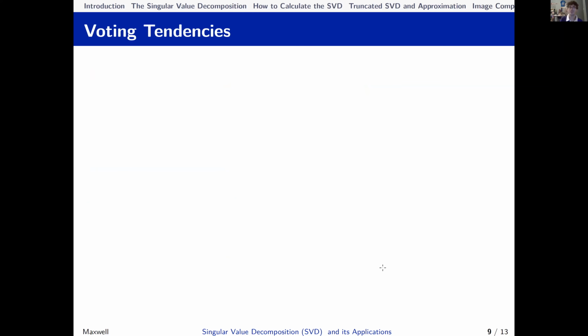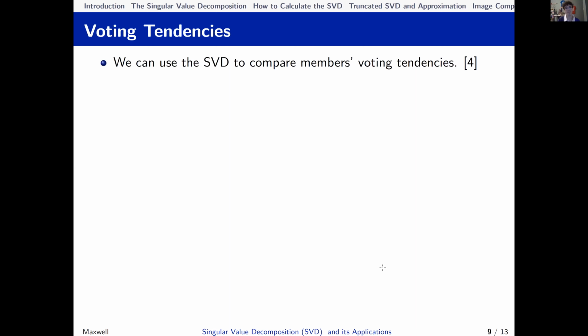And now we're going into what was my favorite part about the project, voting tendencies. I really like this application because it's a non-science application, which is really interesting because most applications that we hear of are science-based. So we can use the SVD to compare members' voting tendencies, by which I mean members of Congress or the Senate. And we can do this by turning voting data into a matrix.